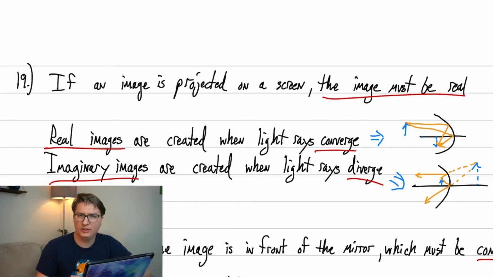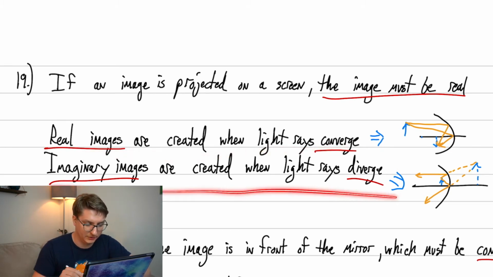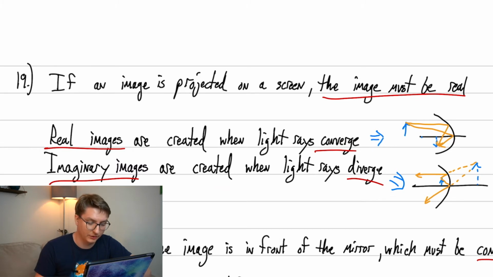So let's talk about the situations where you get a real versus a virtual image. Again, reinforcing, if an image can be projected on a screen, the image must be real. Real images are created when light rays converge. Imaginary images, or virtual images, are created when light rays diverge, just like the last problem. If you have the light rays converge in something like this, you can see that's fundamentally different to this situation where instead you're drawing back after.